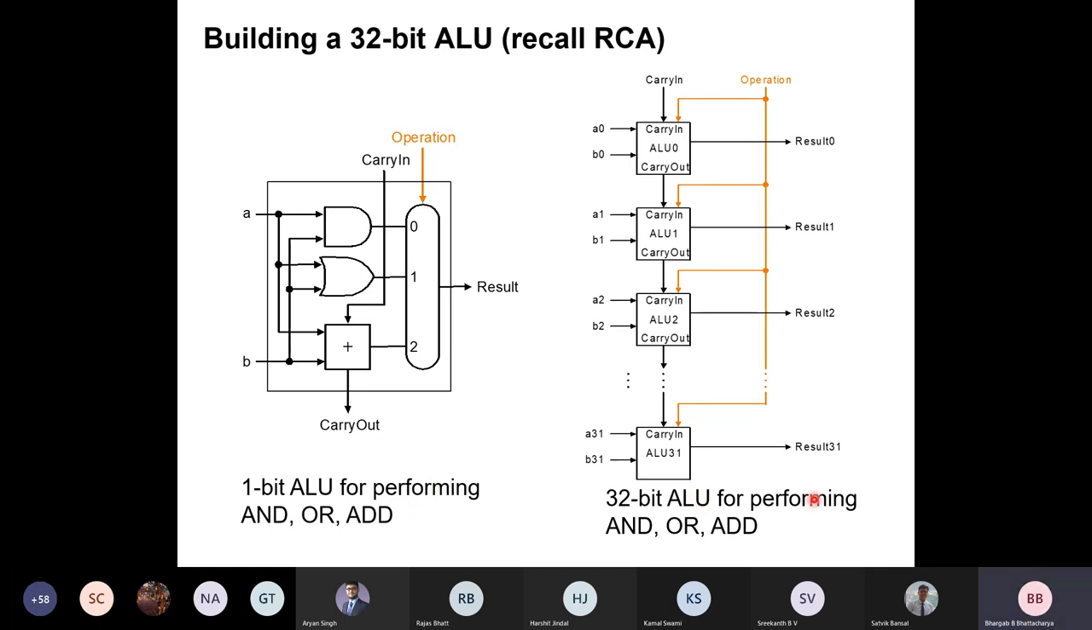A 32-bit ALU is easy because we connect them in series, just like a ripple carry adder. We have 32 bits running from A0, B0 to A31, B31, connected in series. The operation selection line, which selects among the logical and arithmetic operations, should feed all the units. So this is the 32-bit ALU, capable of performing a logical AND between two 32-bit operands, an OR operation, and an addition. All right, very simple.